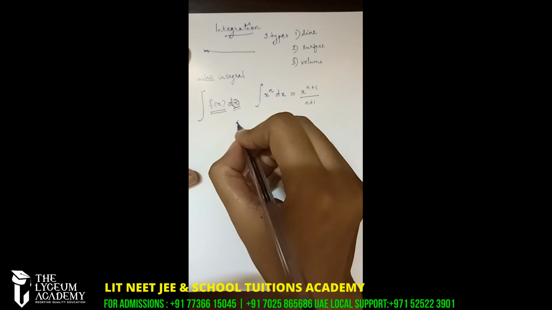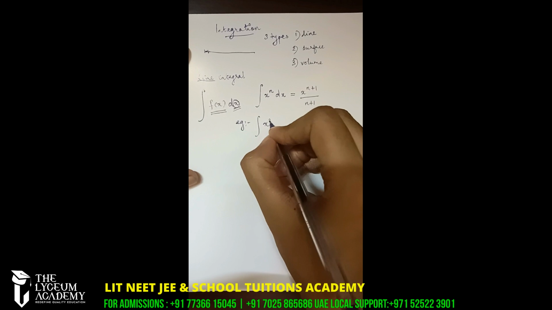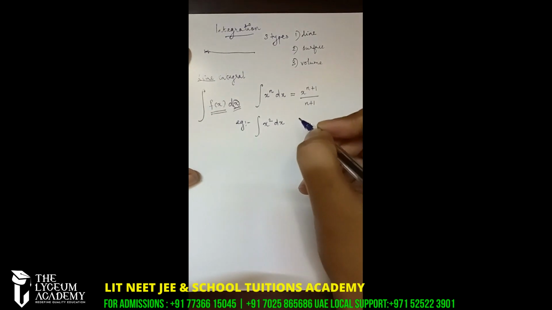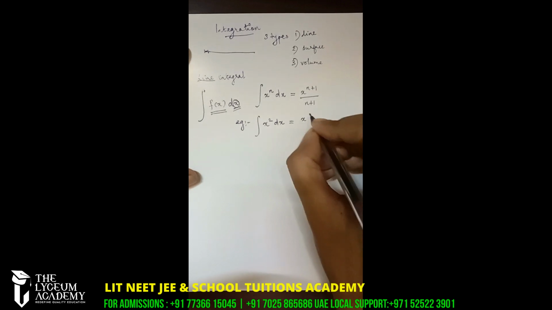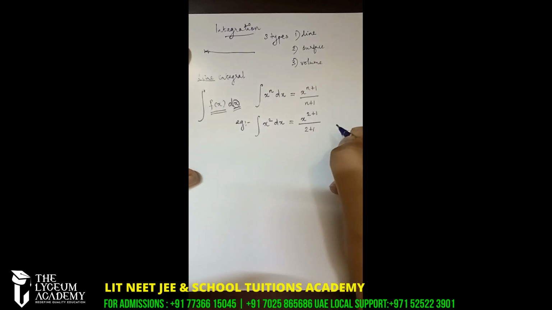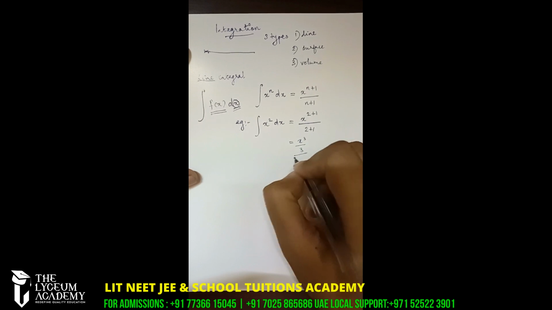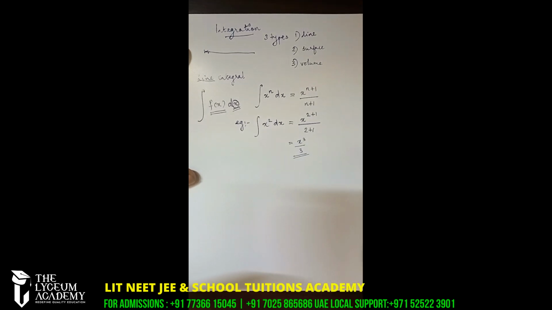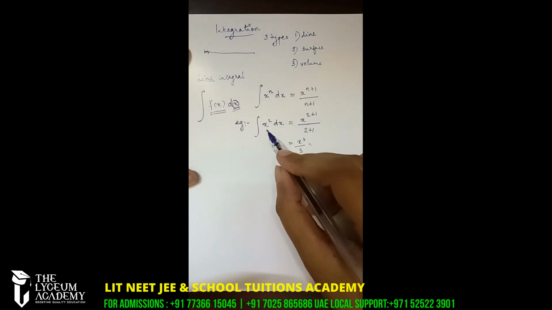So for example, we will just see the integration of x square. So x square dx, and I am integrating with x. So it will be x raised to n plus 1, that is 2 plus 1, by 2 plus 1. And that is equal to x raised to 3 by 3. So as I told you, integration is the opposite of differentiation. So if you just differentiate this, you will get this one.